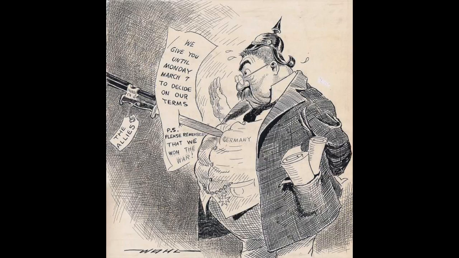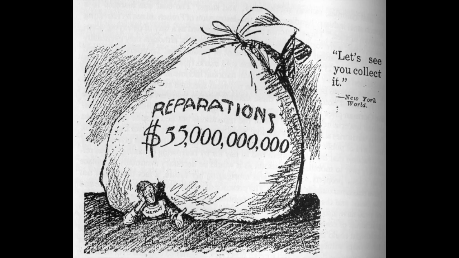Germany kind of got ripped off with this treaty because the rest of the world thought that it was Germany's fault, so they decided to punish them with this treaty by forcing them to take all of the blame for the war, give up large amounts of their land, and then pay for all the damage that they had done.